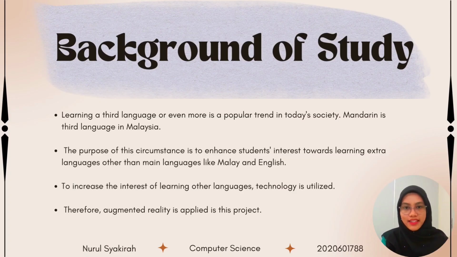This is the background of the study. Learning a third language or even more is a popular trend in today's society. Mandarin is a third language in Malaysia. Through Malaysia Education, Malaysia's government has offered incentives for university students to learn a third language. The purpose of this circumstance is to enhance students' interest toward learning extra languages other than main languages such as Malay or English.